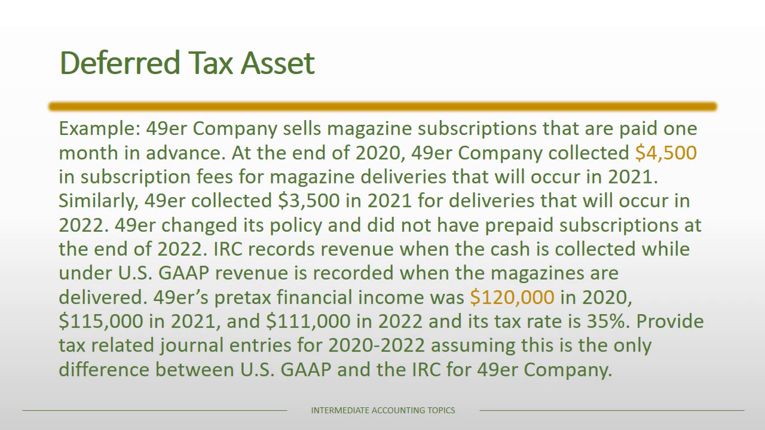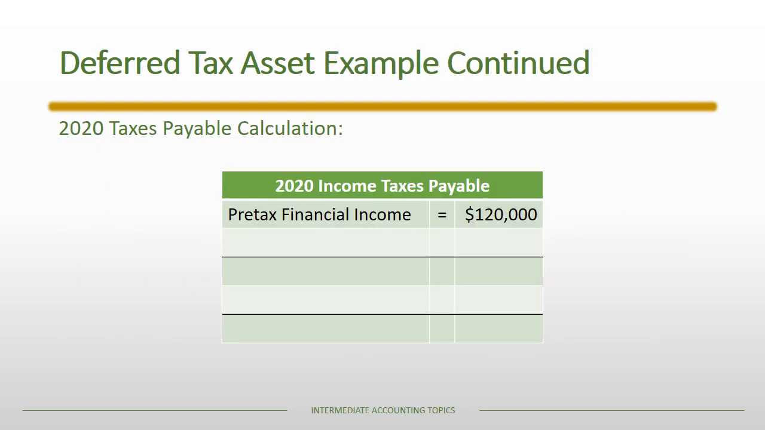All right, again, looking at 2020, I highlighted the two most important numbers there. First of all, it was the $4,500 that had been paid but not delivered, and of course, pre-tax financial income of $120,000. Okay, so we start with the 2020 pre-tax financial income of $120,000.